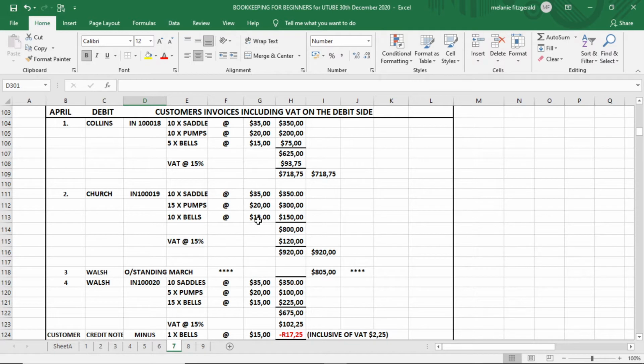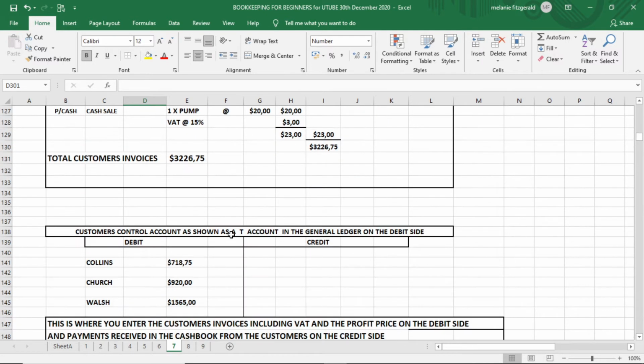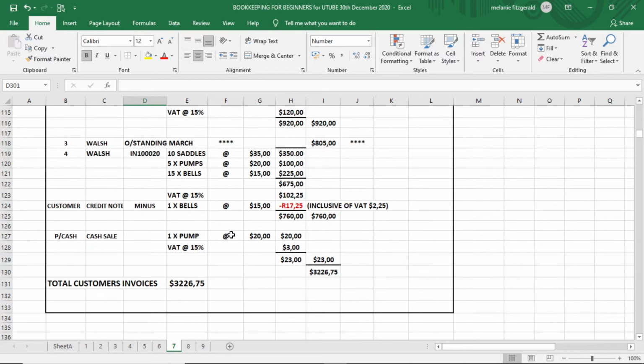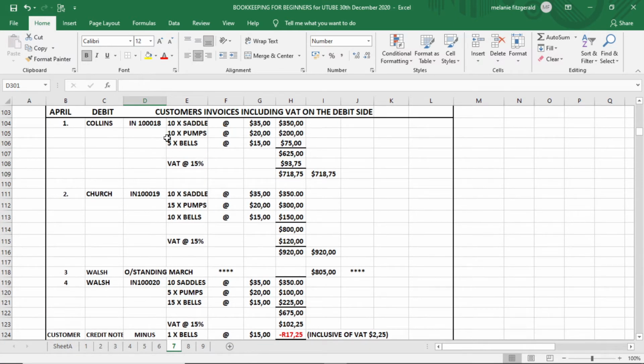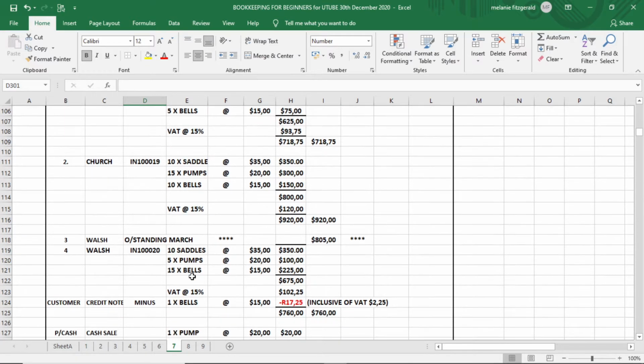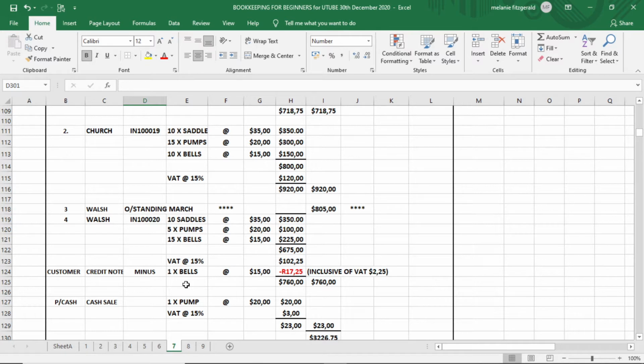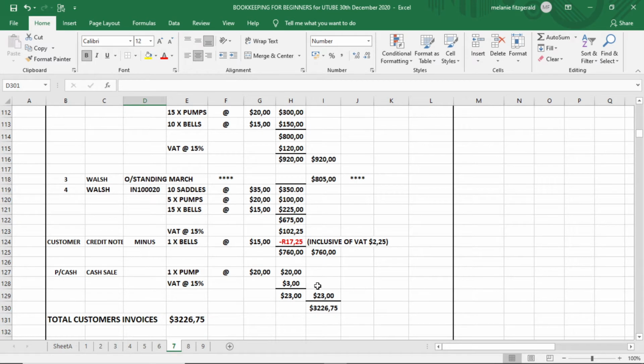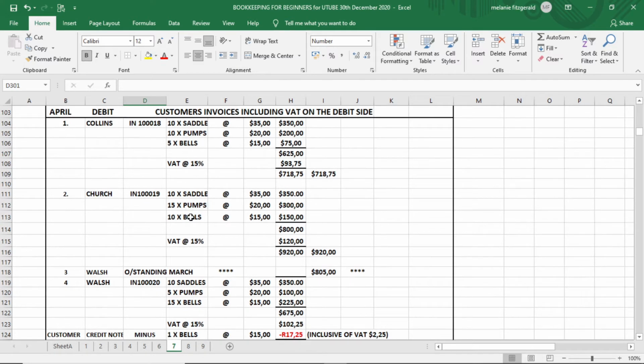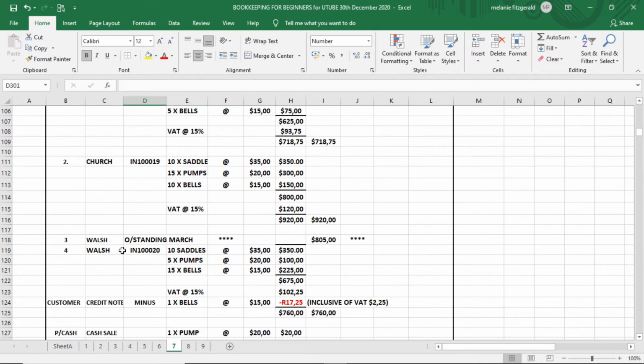Now, the customers' invoices. Same invoices we used, remember, in lesson six. It's just brought here to show you that we're going to open up a customers control account. If you have a look, it was that same invoice. We had the outstanding March. Welshel owes us $805. He took a credit note out. We issued a credit note to him for $15. We had the VAT of $225 on that. He then came and bought a pump from us, a cash sale for $20. And then all the other guys that bought from us as well. Okay, and also his outstanding balance. I don't know if I mentioned that, but that's very important.